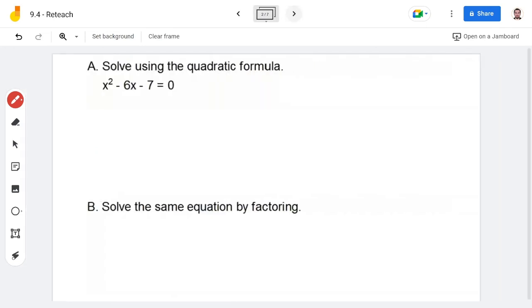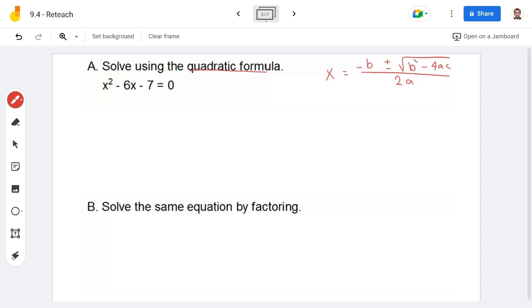Now, first, let's take these two examples and see the difference. Solving using the quadratic formula. Now, we know that the quadratic formula is x equals negative b plus or minus the square root of b squared minus 4ac, over 2a. Let me write it here on the side, because I need to write the answer.